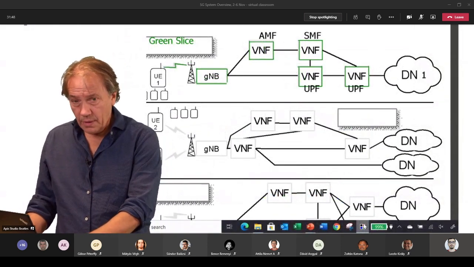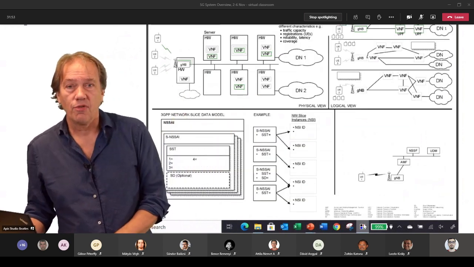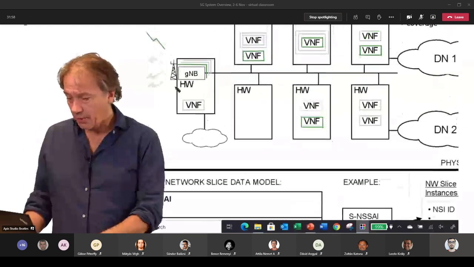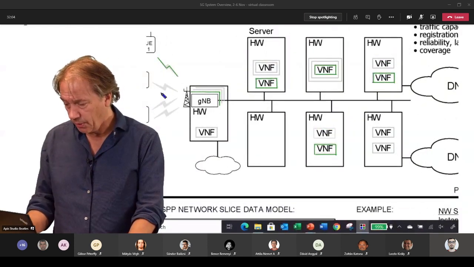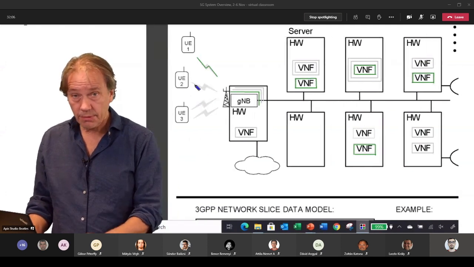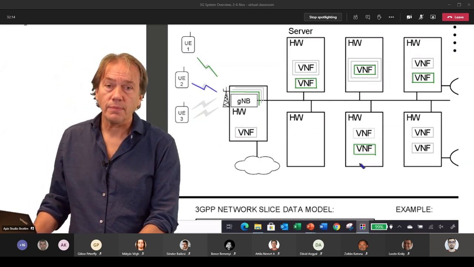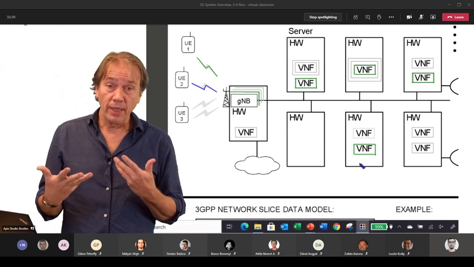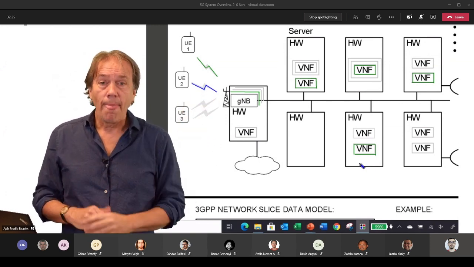All right. Let's go back to the physical picture. UE number 2 belongs to a blue network slice, so I will use the blue pen. So in some way, the gNodeB has allocated part of the radio resources for the blue network slice.